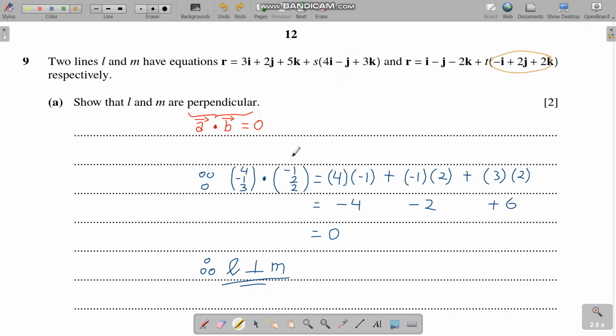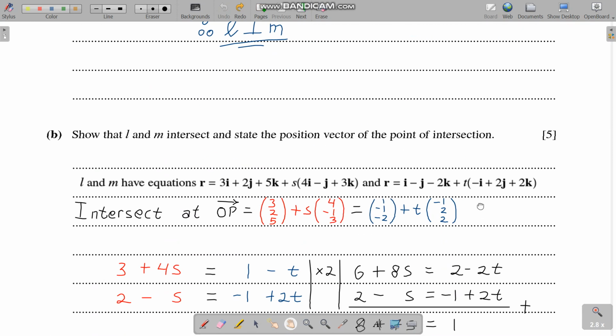The dot product means we multiply the corresponding components: the x components, 4 times -1, then -1 times 2, then 3 times 2. So we multiply the x, y, z components and just use a calculator. We should get 0, which means they are perpendicular.